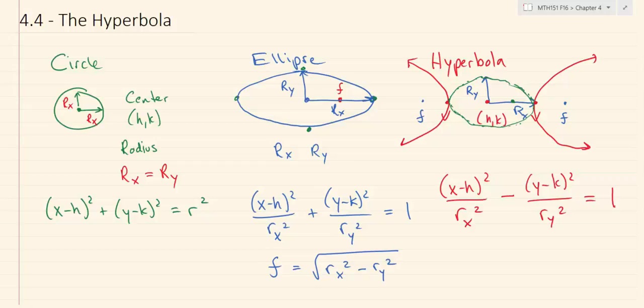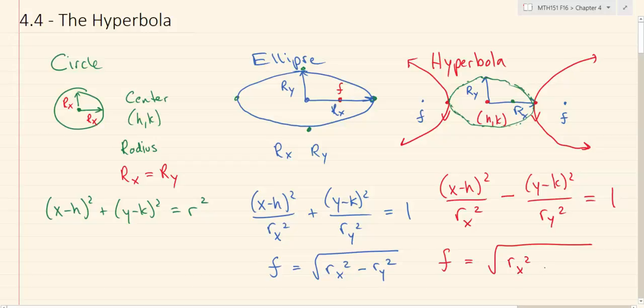you subtract them. There's also an equation for the focal point, which is the square root of r sub x squared plus r sub y squared. And that's exactly the same as the equation for the focal point of an ellipse, except instead of subtracting them, you're adding them. There's one more thing that we want to talk about.